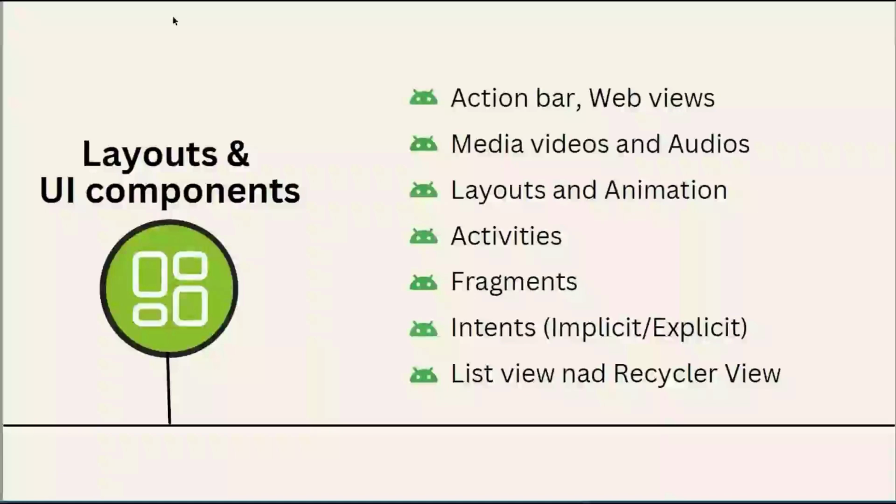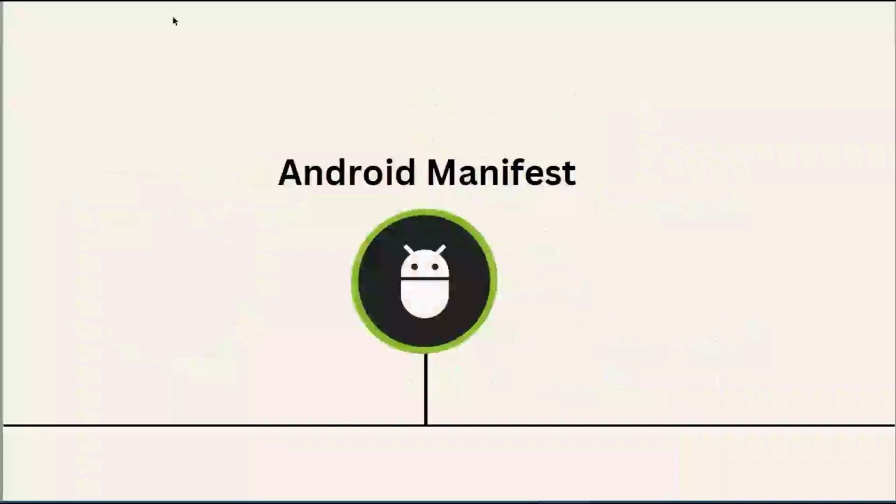What are activities, what are fragments, where we can use activities, where we can use fragments, what are intents, implicit and explicit. Also, how we can show data in list views and recycler view.